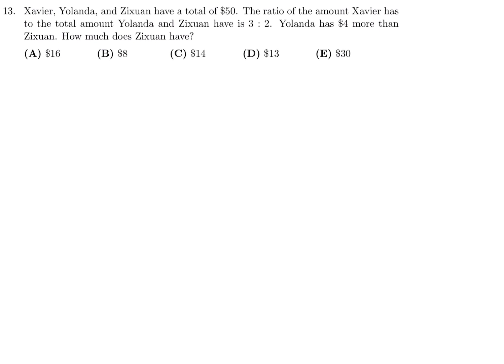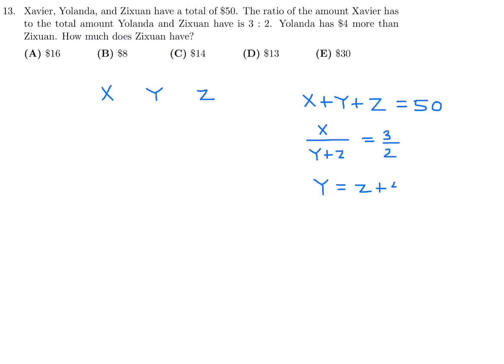All right, so we've got X, Y, and Z. Those are the first letters of the names. One thing we know for sure is that x + y + z is 50, because the total is $50. Then they give us a ratio that x over (y + z) is 3/2. And the final piece of information they give me is that y is equal to z + 4. So these pieces of information are entirely from the question stem, not from me. So we've got 3 equations and 3 variables we have to solve. Any way you wish to solve this is appropriate as long as you get the right answer.